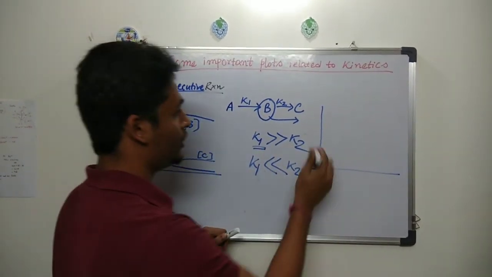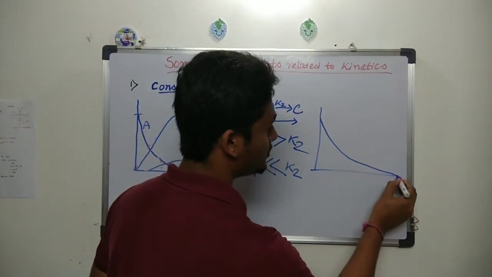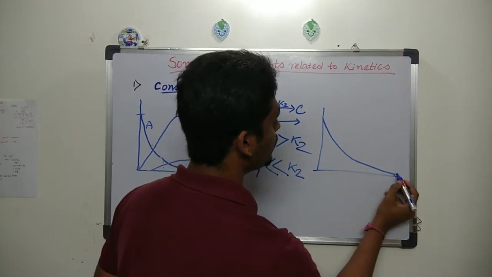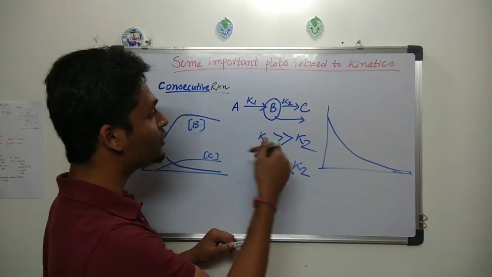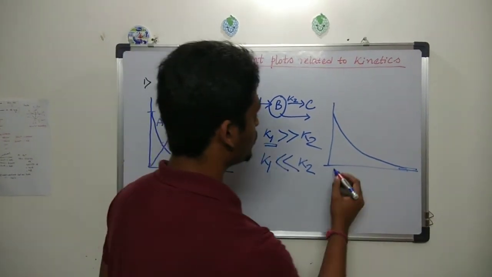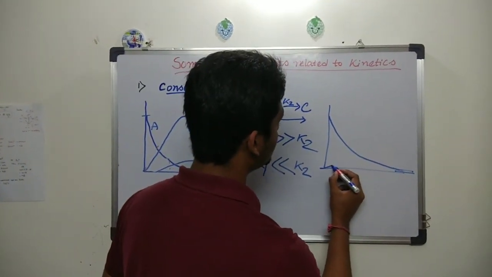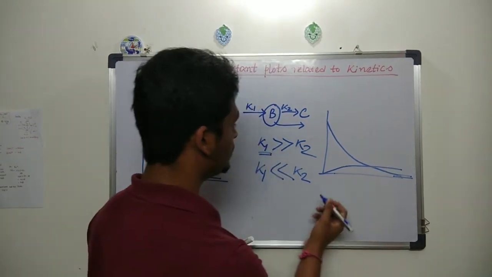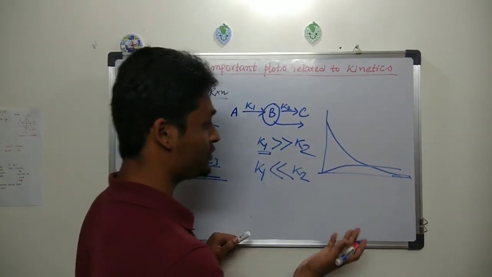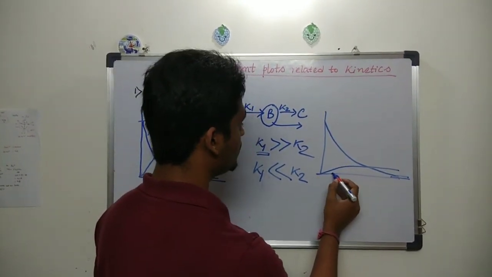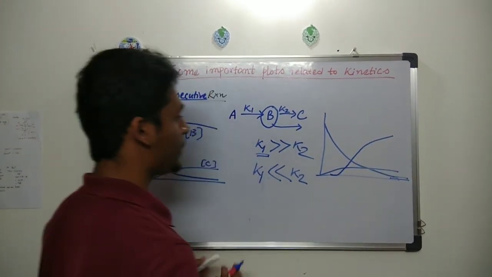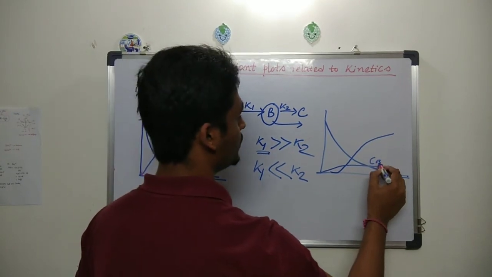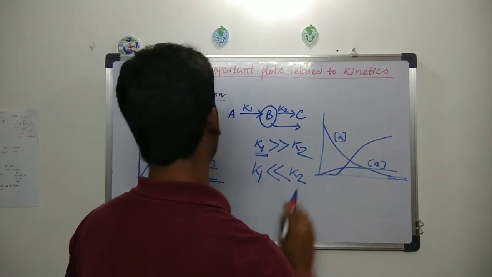A will always be the same. Now you just need to think about B and C. Whatever B is forming is going to C, so the concentration of B will be very small. But C, as always, should have some time lag, and then C will be high, like that. So this is B, this is A, and the other one is C.